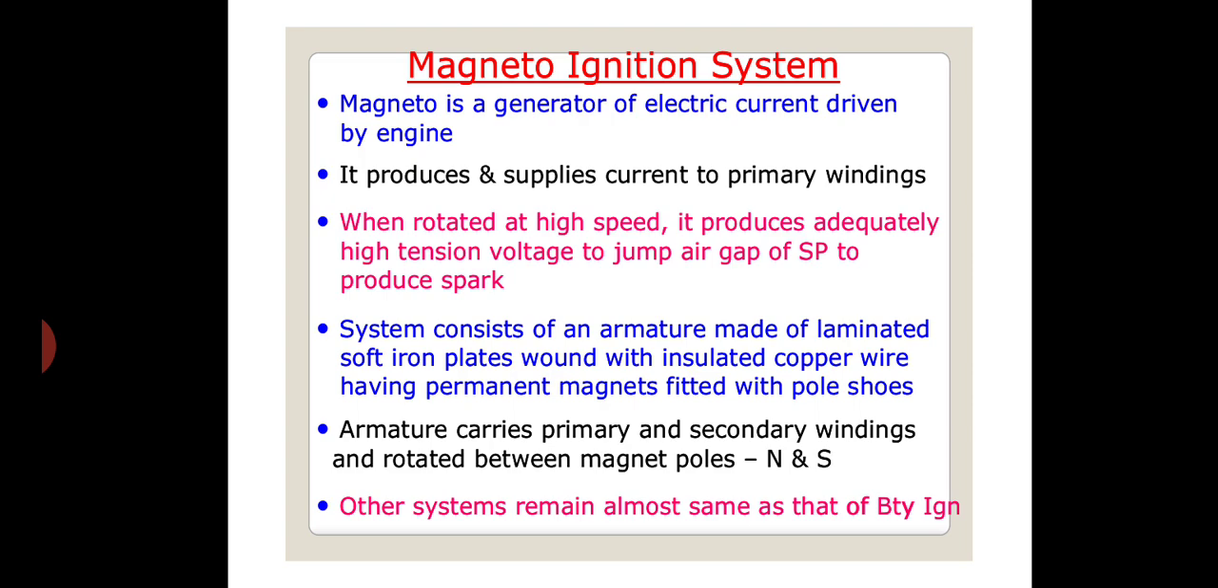Now the magneto ignition system types are rotating magnet type, rotating armature type, and polar magneto type. In the rotating magnet type, the armature is stationary and the magnet revolves. The advantage of this type of system is it is not subjected to the centrifugal force.